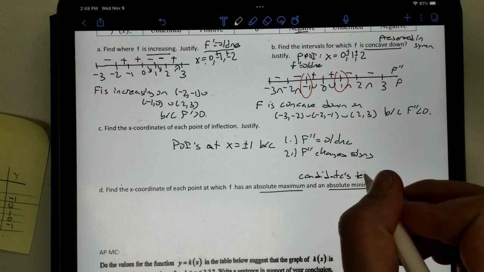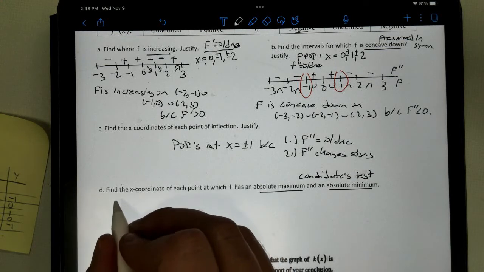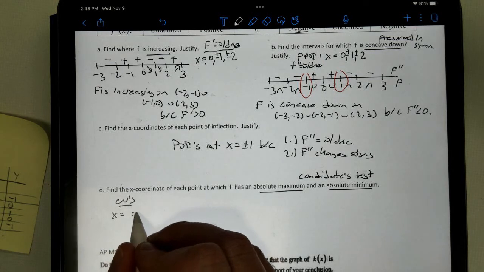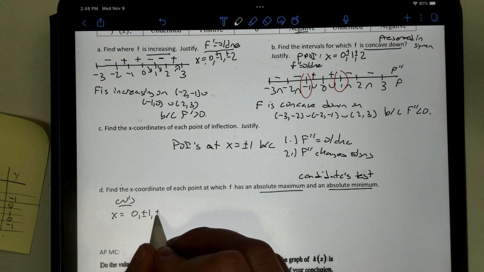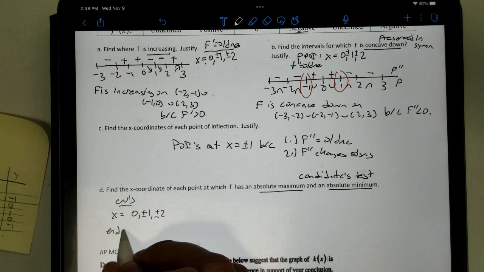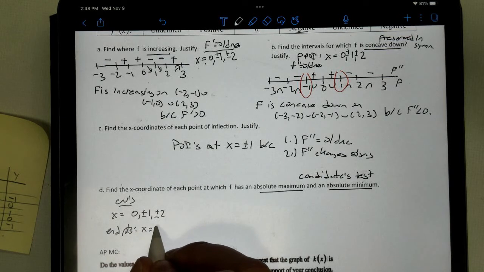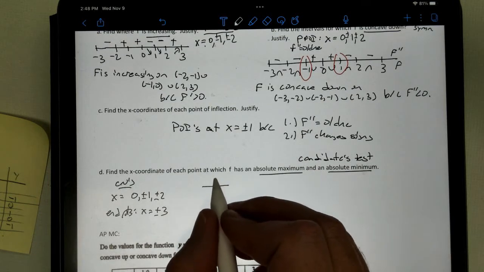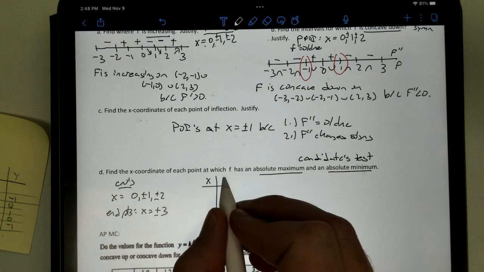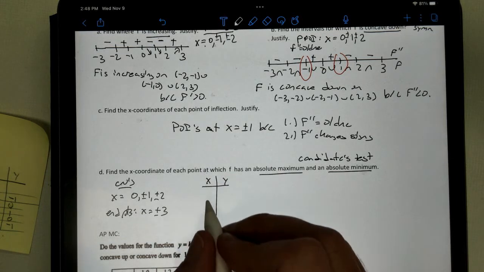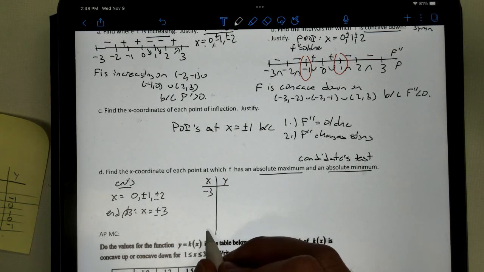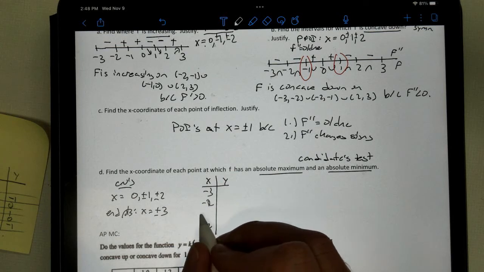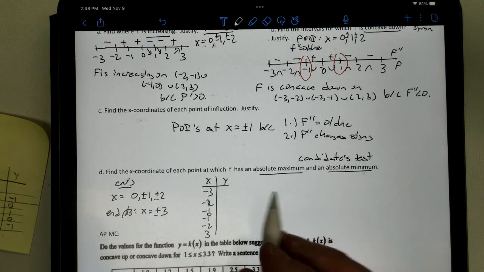It's going to become big for us in about another day. So we have our critical numbers, which we already have. That is our 0, ±1, ±2, and you need your endpoint, which is x going to be ±3 from our domain. Setting this up right here, x and y. So we have -3 and 3, -2, -2, -1, -1, 0.